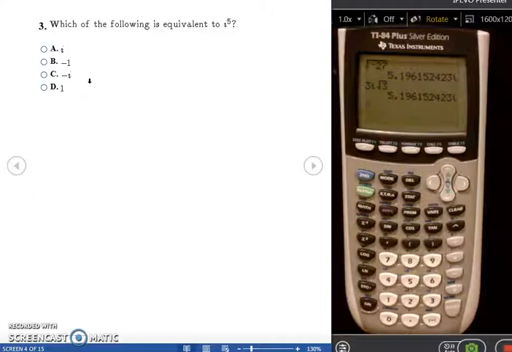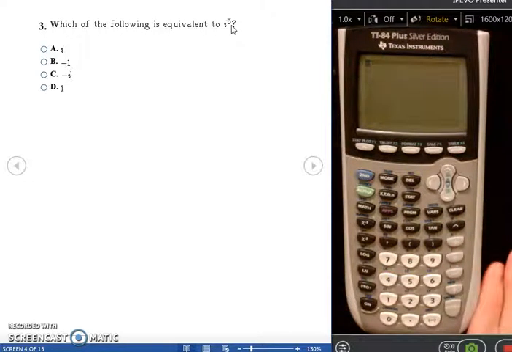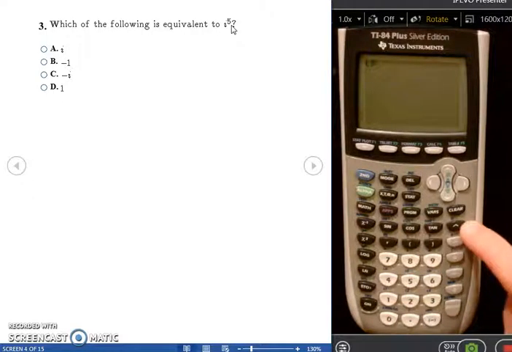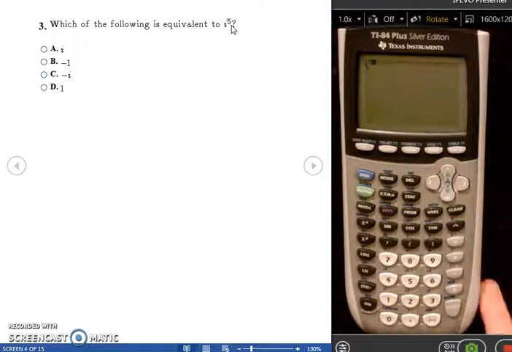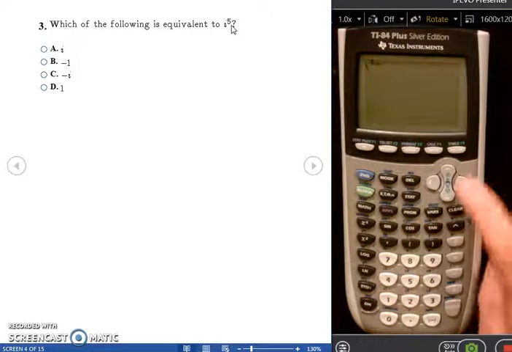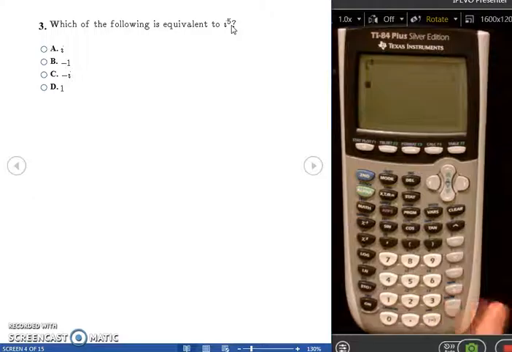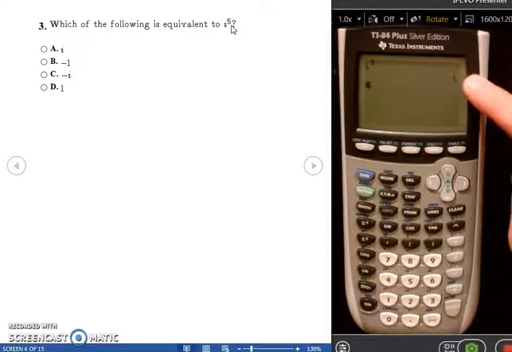Now I look at number 3, and it's asking which of the following is equivalent to i to the 5th. I'm just going to type that in the calculator and press enter. I press second i, then use the caret button to make the exponent, this up arrow. I press the caret button, press 5, right arrow out of that, press enter, and that reduces down to i, which was my answer, letter A.